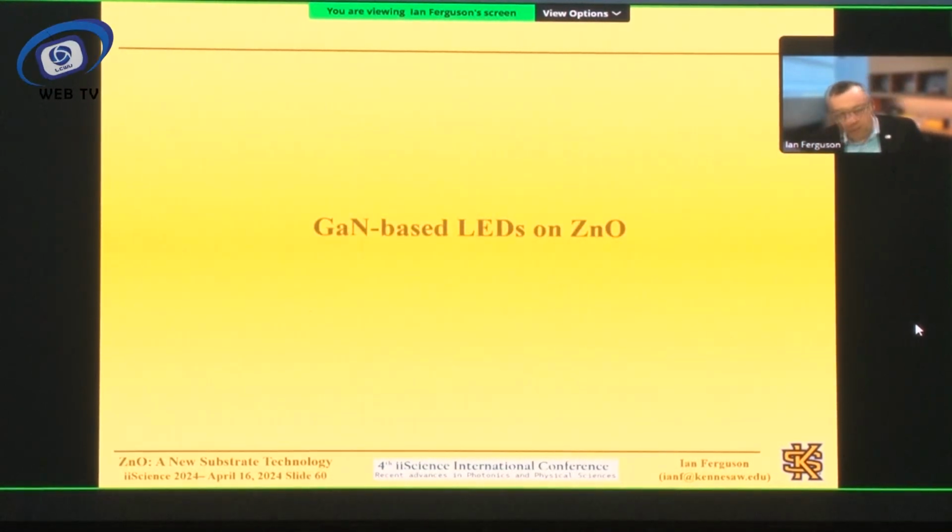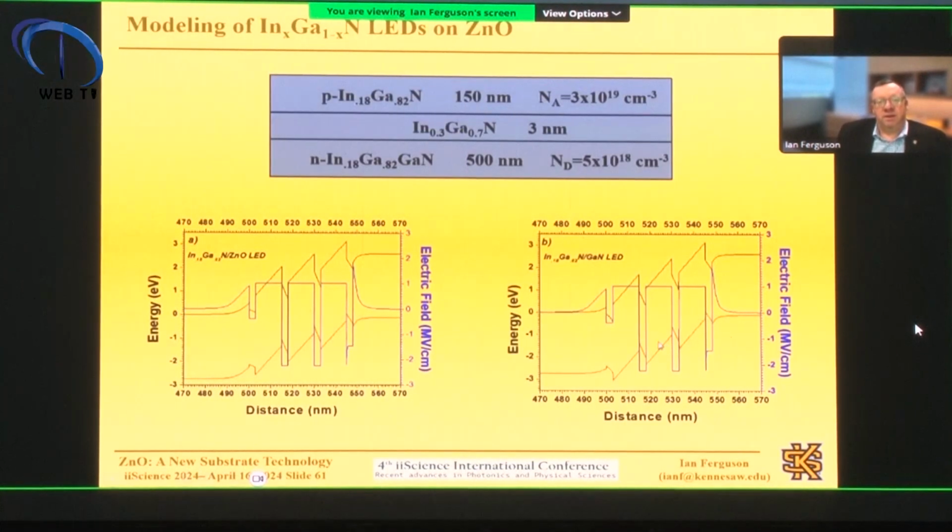In the last couple of minutes I have, I was just going to talk about these LED structures. Once we were able to stabilize the gallium nitride onto the zinc oxide substrate, we set up to grow a series of indium gallium nitride LEDs. This active region is showing some initial modeling, trying to get a device that was more of a homojunction device, using N and P type material to produce some type of LED structure.